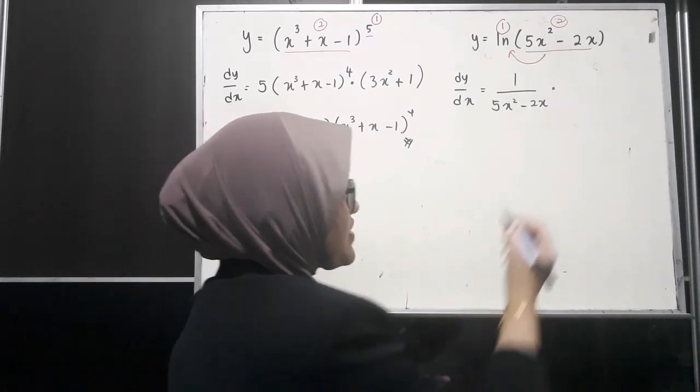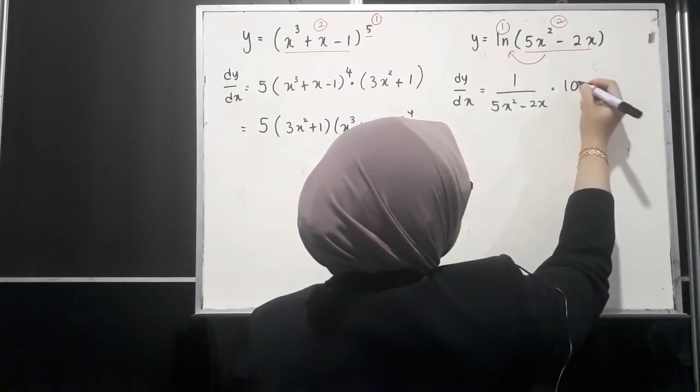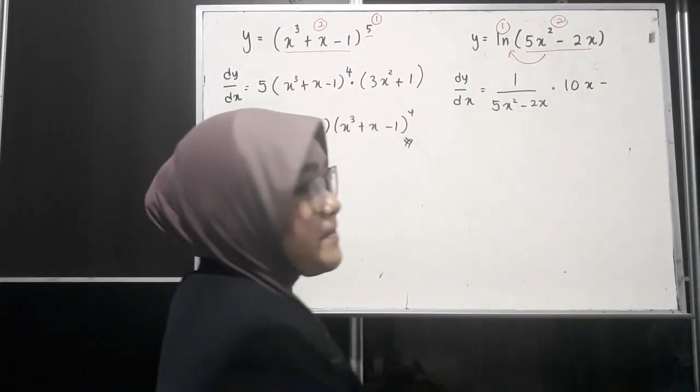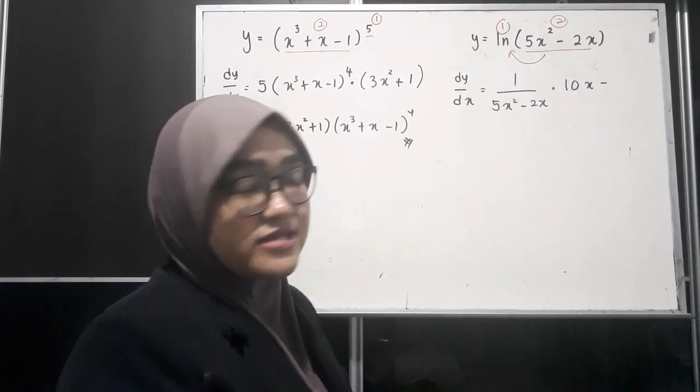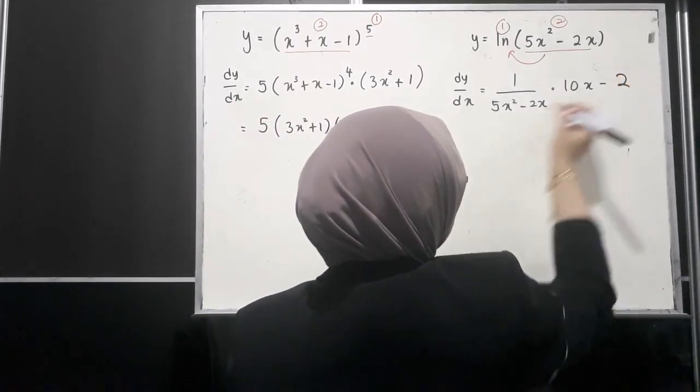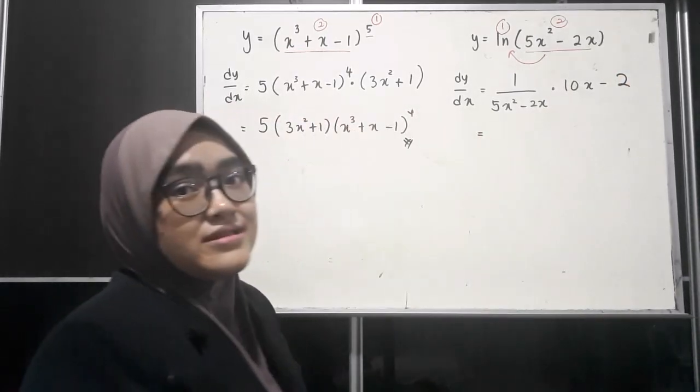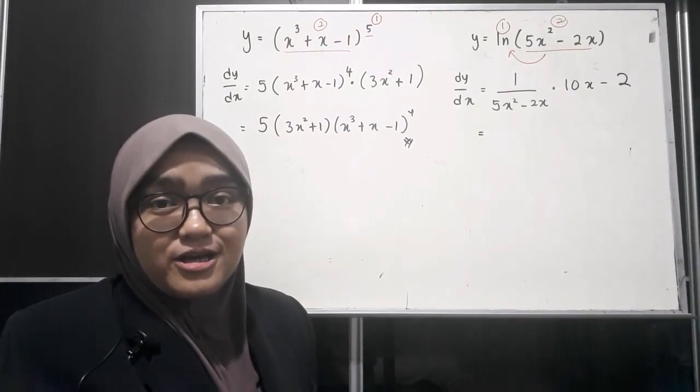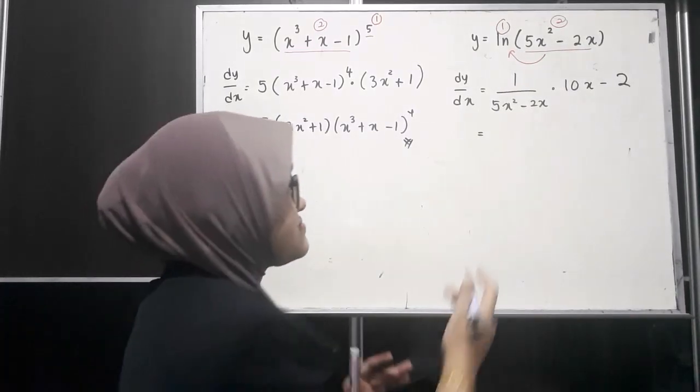So differentiate 5x squared, 10x, minus differentiate 2x, we get 2. As for the final solution, combine these two answers.